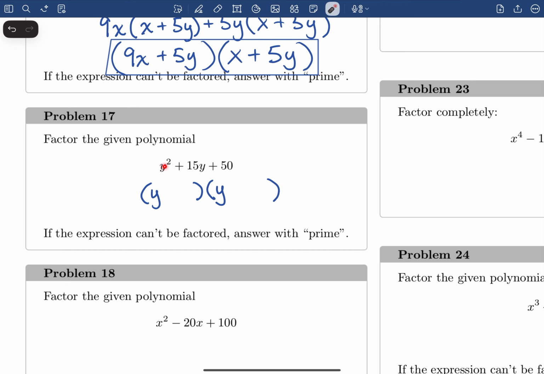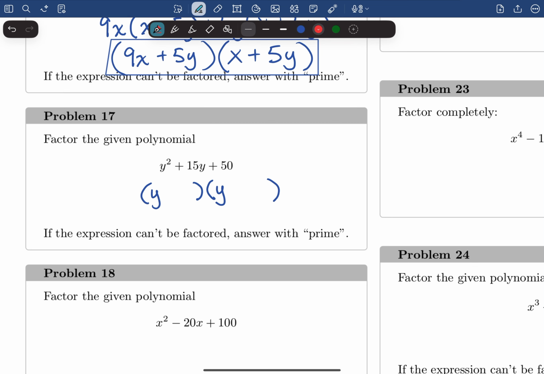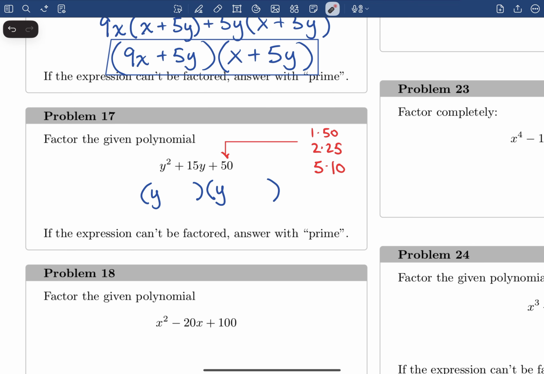Now, to pick the other terms that go here and here in the binomials, we need to consider the constant on the right side. So I look at the constant of 50, and I want to find all of its factors. 50 is 1 times 50, but it's also 2 times 25. But it's also 5 times 10. And I think that's everything that 50 is. All right, so I've got 3 sets of factors that I have found.